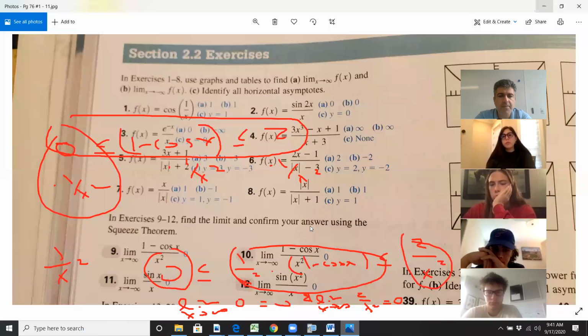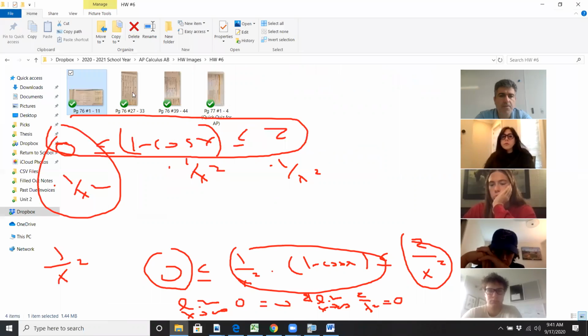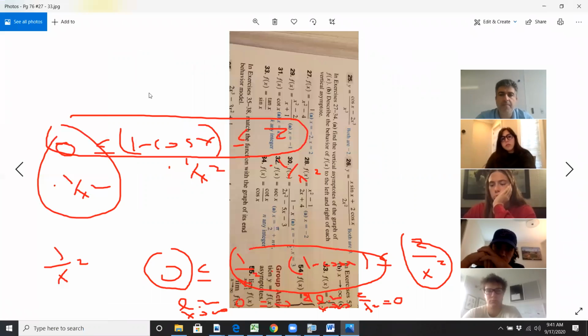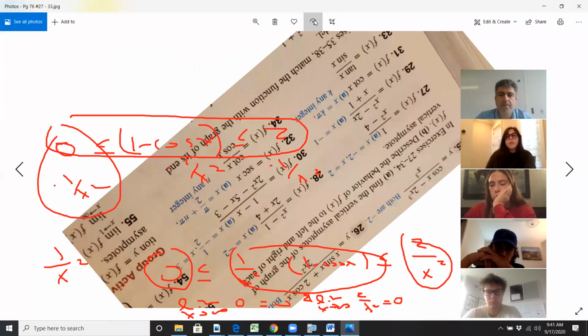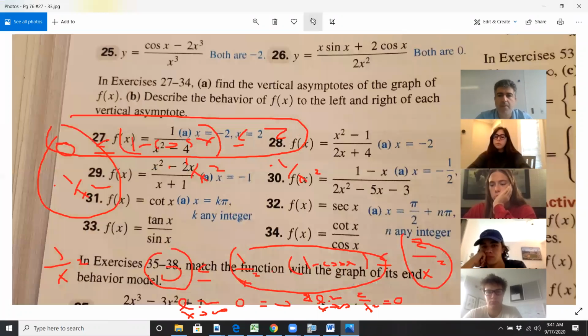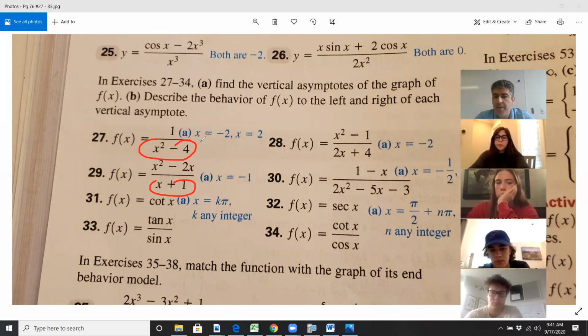Where is it? Right here. There's also this right here. I'm looking at 27 through 33. Those are vertical asymptotes. Usually what you want to do, let me clear my screen, is by inspection see what makes each of these 0 first. And then just do the left-hand limit and the right-hand limit.